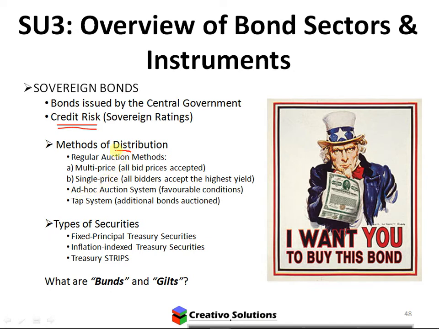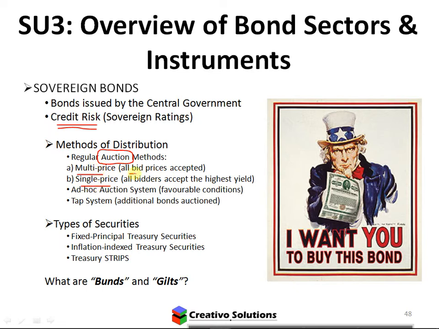So when auctioning off bonds, what is an auction? Let's start there. It's the same as a normal auction: you go there and then you bid. Correct. And you beat people or you lose, you outbid them. Correct. So an auction will have two prices, multi-price or single price.